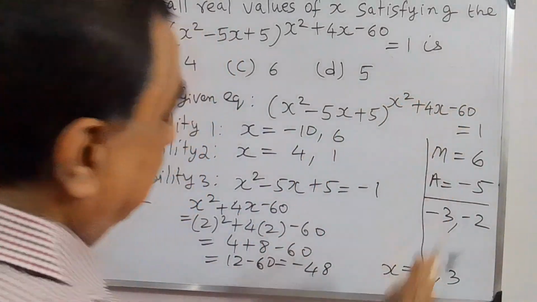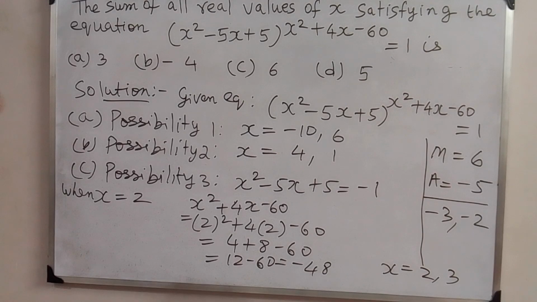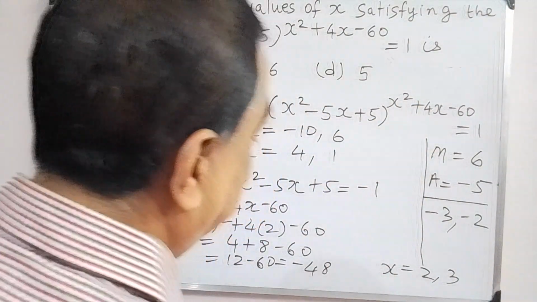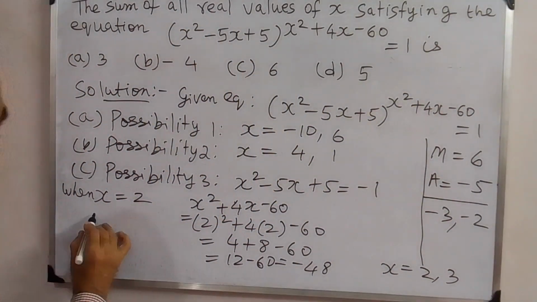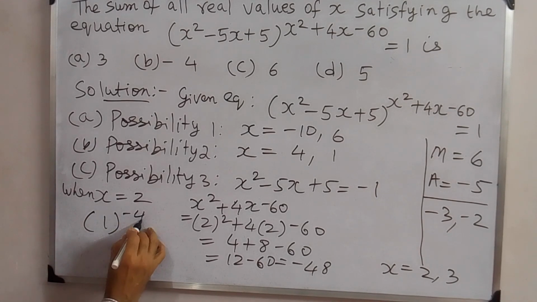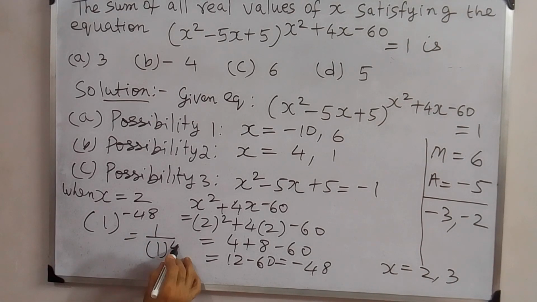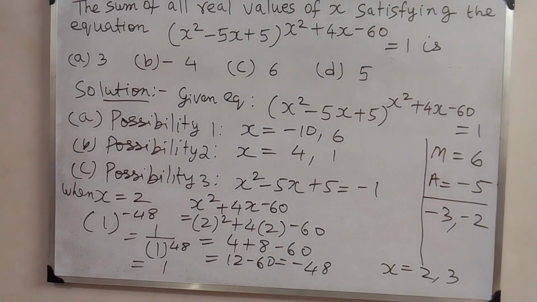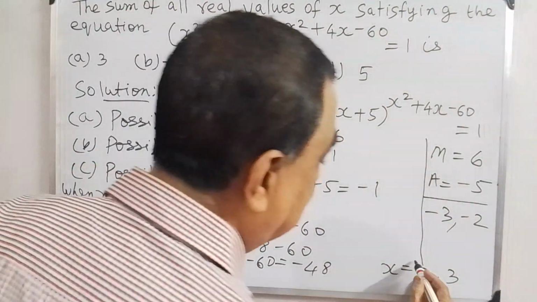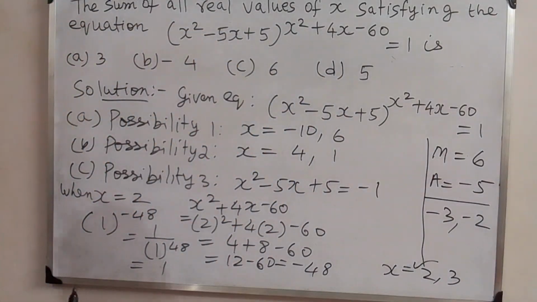So this value becomes minus 48. So 1 to the power minus 48 will be what? 1 to the power minus 48 means 1 divided by 1 to the power 48, which is equal to 1. Okay, so here x equals 2 is accepted.